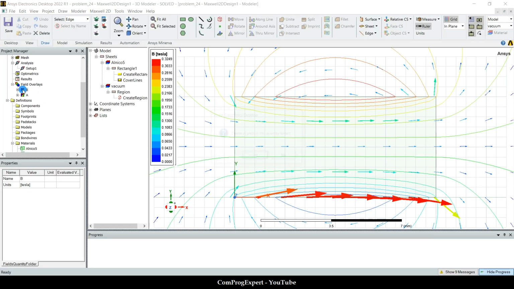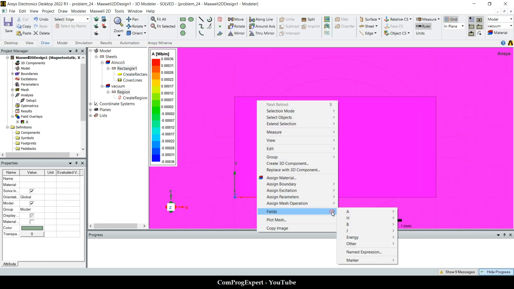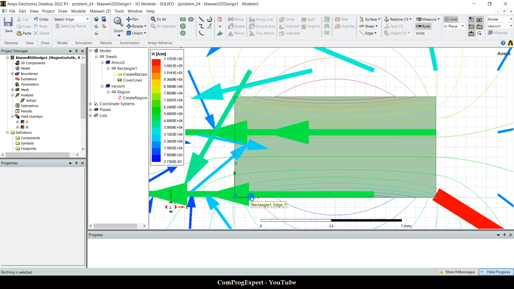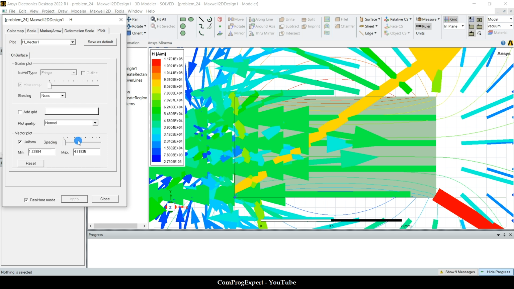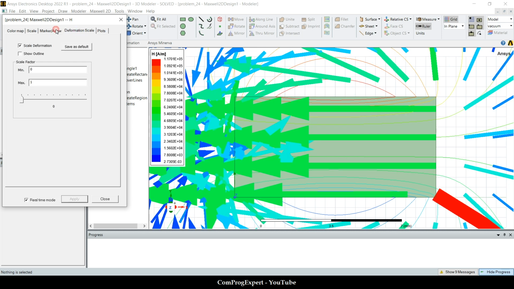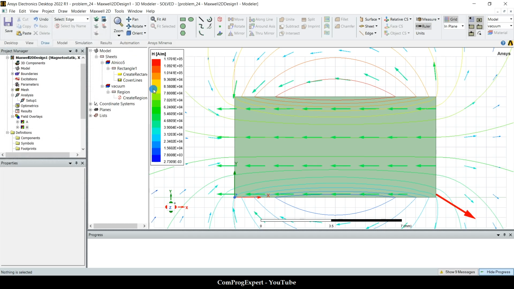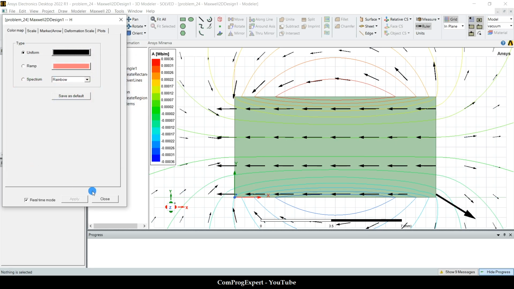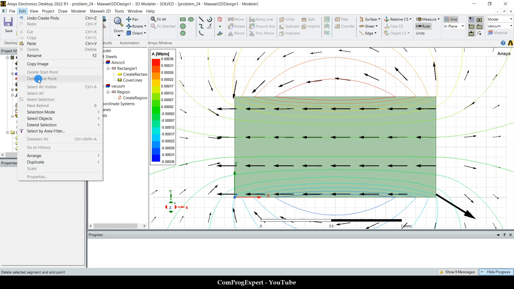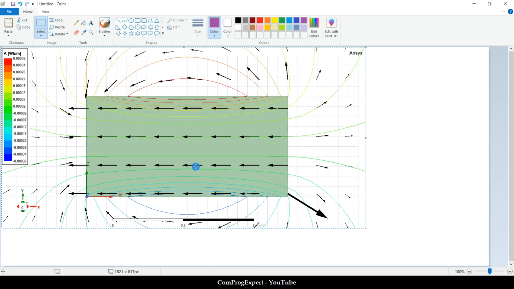But if I delete B and plot the H vector, let's reduce the spacing and the size. Spacing, also the size, yes. So you will see this important concept. Let's also use a uniform color. I just want to visualize it. So this is the H field, the magnetic field intensity, H.